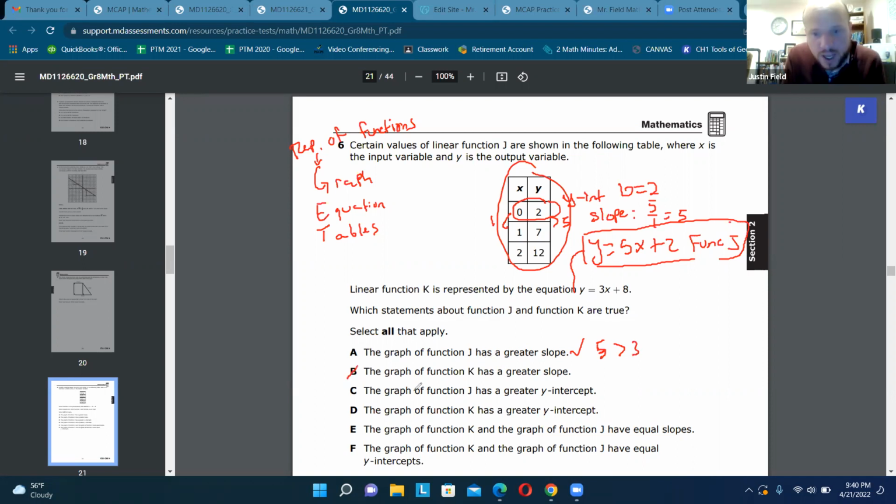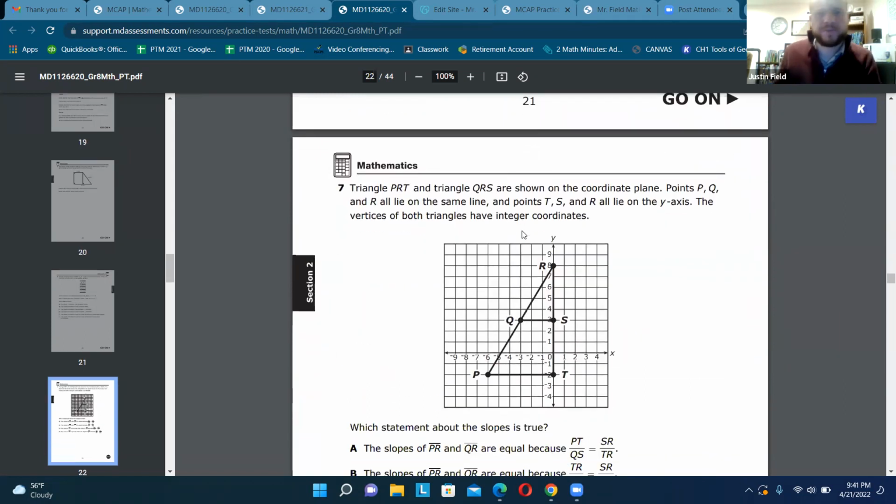Now, function J has a greater y-intercept. Let's look at the y-intercepts. No. Function K has a greater y-intercept. Yes, because 8 is greater than 2. So yeah, A is right, D is right. The graph of function K and J have equal slopes. No. So this was a really easy question now that we had them in the same form. So I encourage you to get those in the same form.